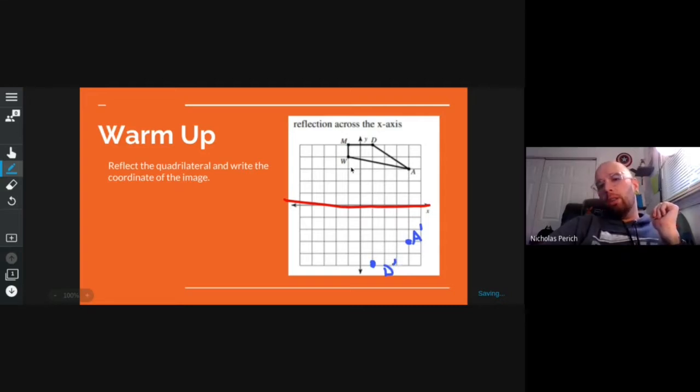M. 1, 2, 3, 4, 5. 1, 2, 3, 4, 5 is M prime.